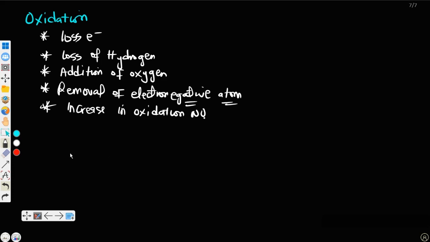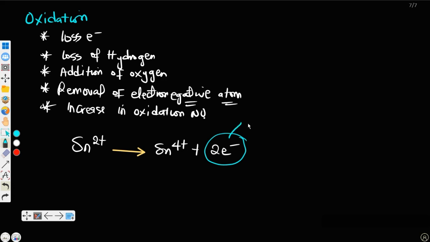Is that fine? Now, an example of an oxidation reaction is something like this. You have Sn2+. If this Sn2+ undergoes a reaction, it will give what? Sn4+ plus 2 electrons. Are you getting it? This means electrons have been given off, lost. Whenever you see the electron at the product side, it means electrons are being given off, or you can say loss of electron, and that reaction is said to be an oxidation reaction. Is that okay? So this is one example you can give.